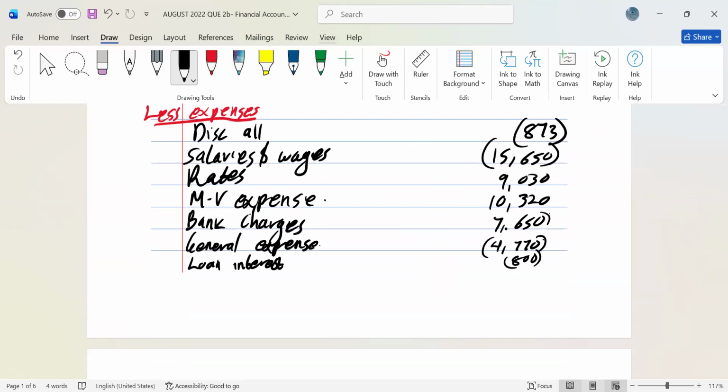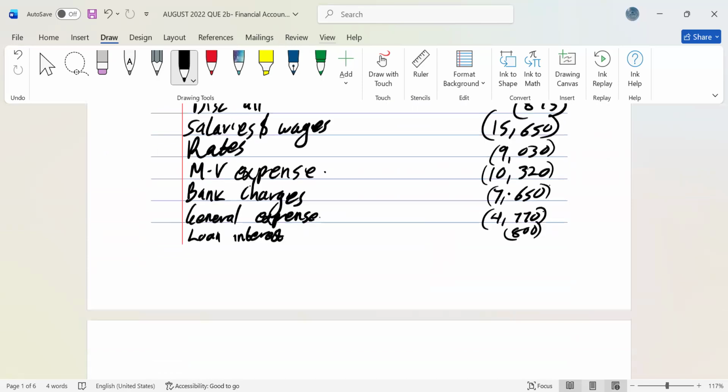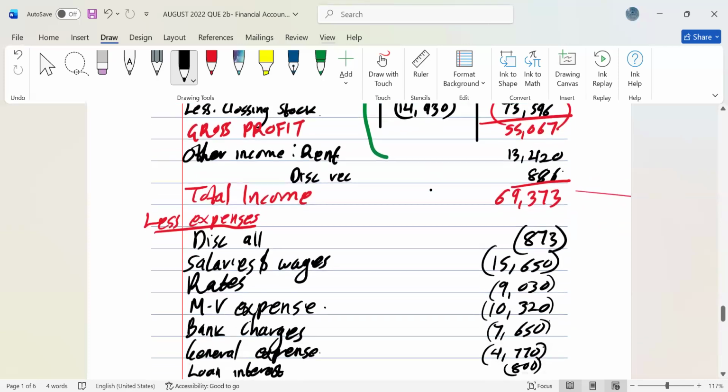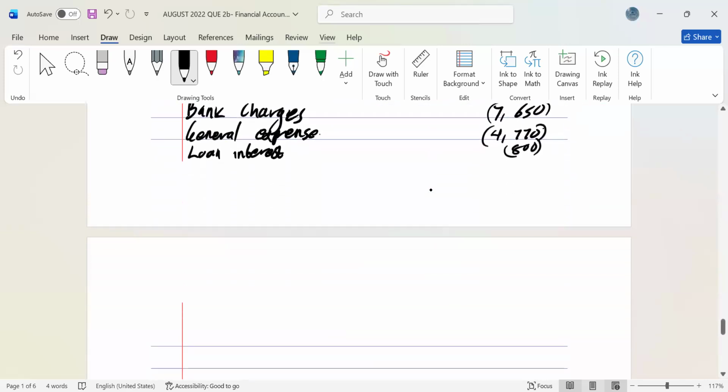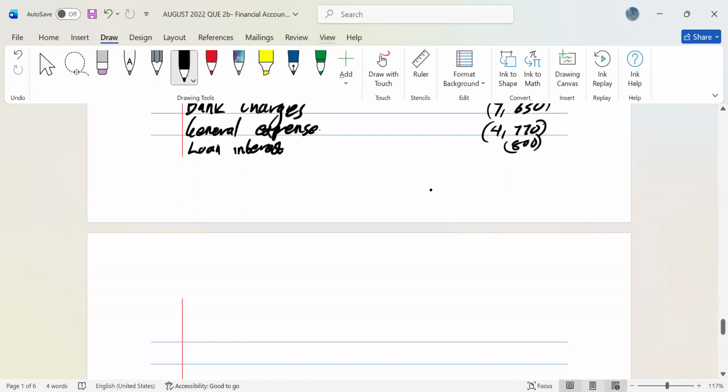All these items are expenses. Remember to put them in bracket. All of them are expenses. Remember to put them in bracket. Now, we can have depreciation expense. So kuna ya motor vehicle. We can start with the depreciation of motor vehicle.